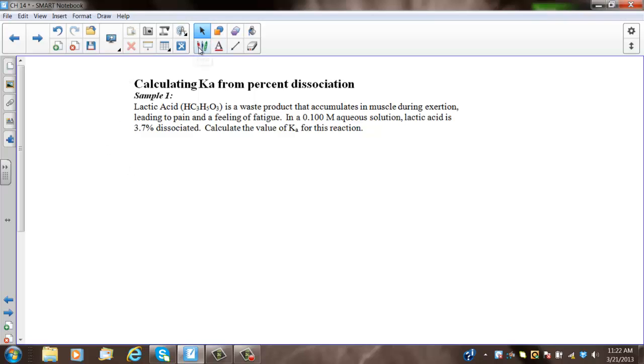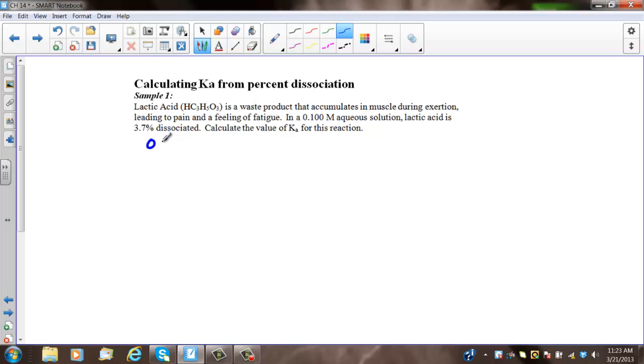Lactic acid, which is that product that builds up in your muscles when you exercise, leads to pain and a feeling of fatigue. If I have a 0.1 molar aqueous solution, lactic acid is 3.7% dissociated. So from that information, you need to calculate the Ka for that reaction.